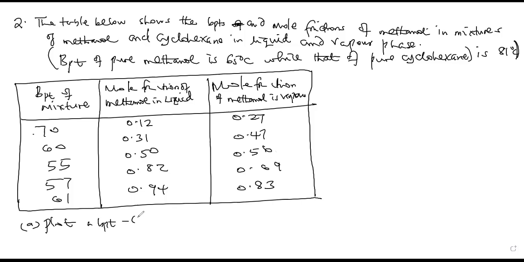Our part A is plot a boiling point composition diagram and label it fully. You need to know that it has got two parts. We have vapor phase up and liquid phase down. That's why you're given mole fractions in liquid phase and the one in vapor phase. So, and this is the boiling point. So we have to note them very well.